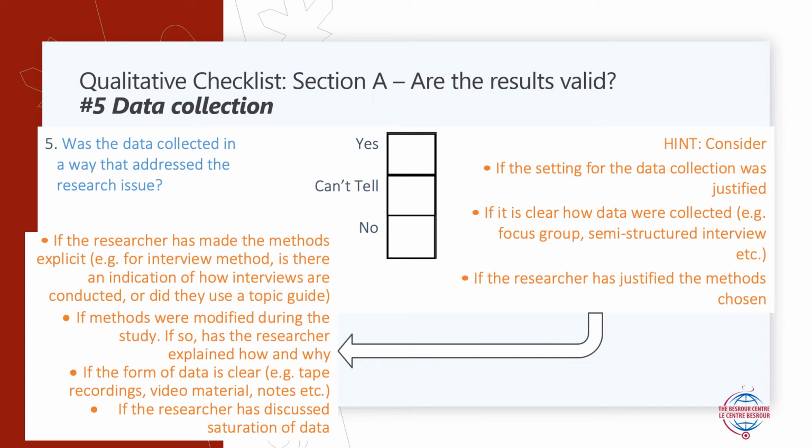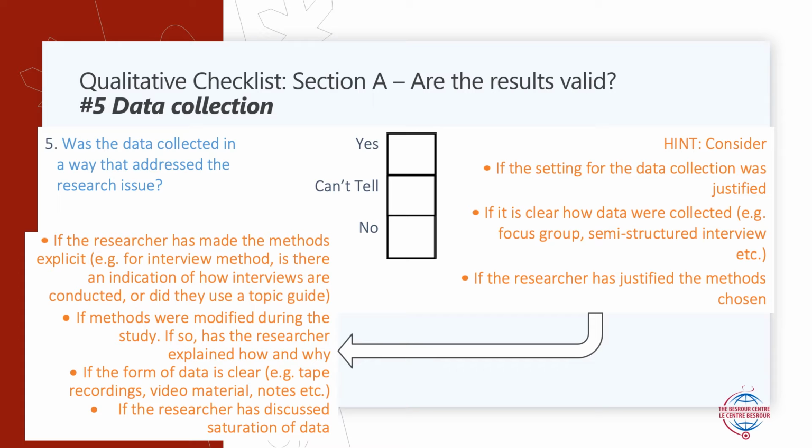The next section for determining whether the results are valid is around data collection and whether it was done in a way that addressed the research issue. So here we're looking to see if the setting was justified, whether it was clear on exactly how the data were collected and the methods were made explicit.